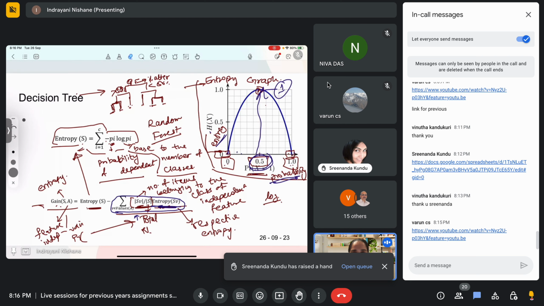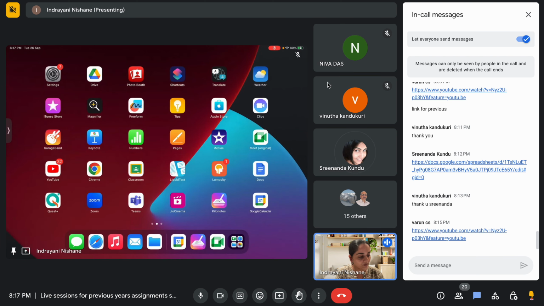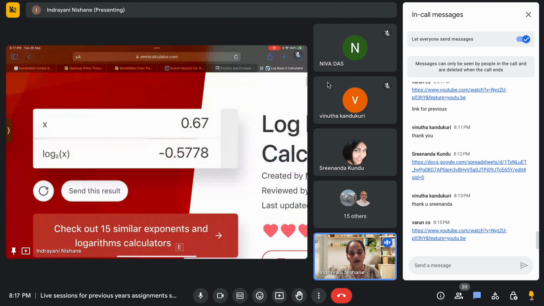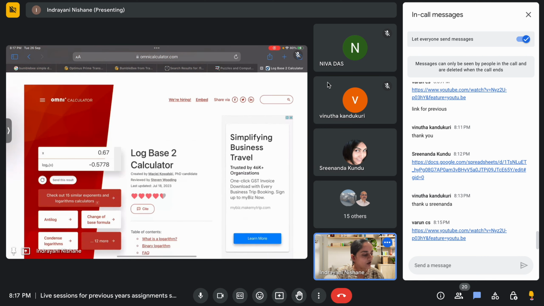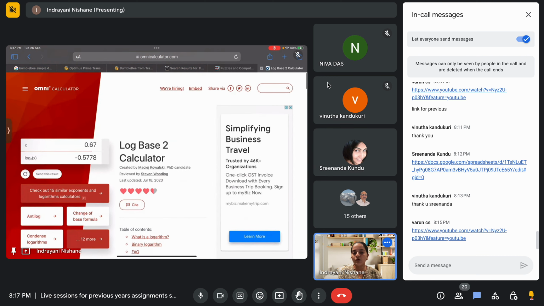Log to the base 2. We can take log of the probability to the base 2, because if you notice, every node in our examples had just two leaves. Every feature had just two classes possible, so the decision would be either yes or no. But there could be multiple decisions.